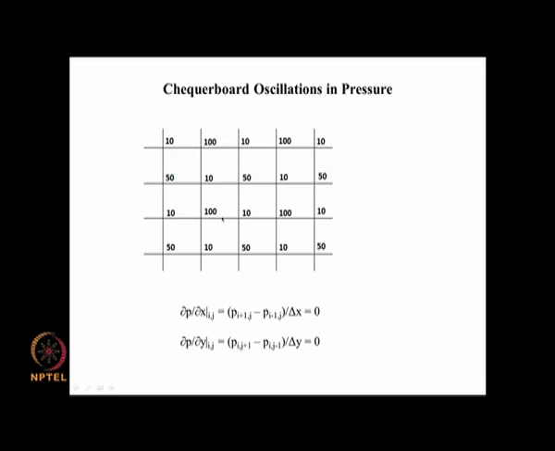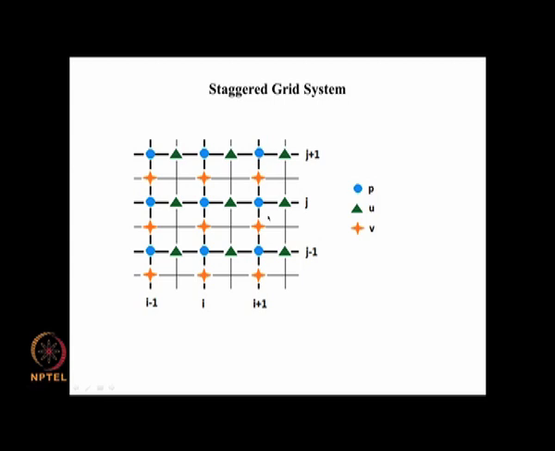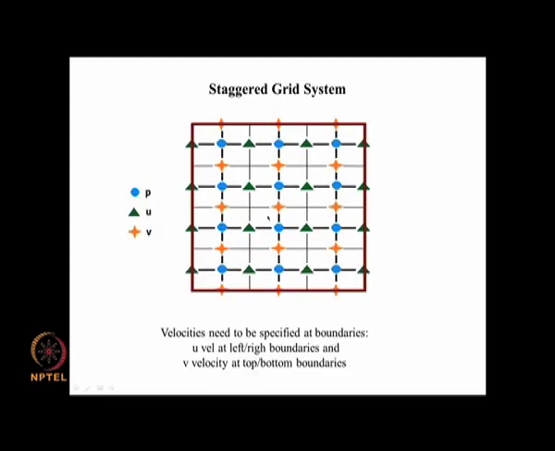So, therefore, the velocity field will respond to these pressure changes, and it will eventually produce a smooth variation of pressure, and these checkerboard oscillations can be avoided. So, that is the concept of the staggered grid system, and we look at the pressure correction equation or the pressure evaluation, those types of things on the staggered grid system, and this is how it has come about historically.